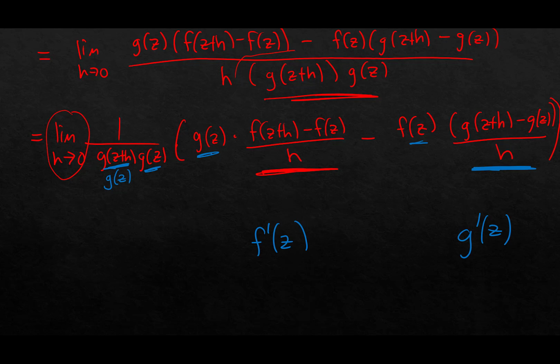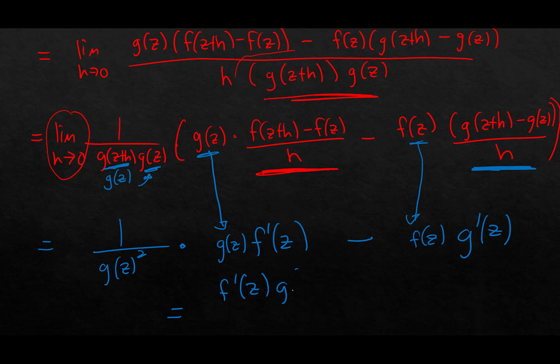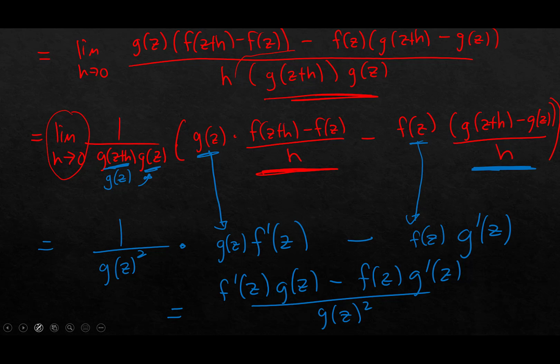So sort of filling in the gaps, what are we going to get? We're going to get 1 over g of z times g of z here. So that'll be g of z squared times f prime of z times g of z minus f of z, g prime of z, and rewriting this, we get exactly what we want. We get the quotient rule that we know and love back from calculus.